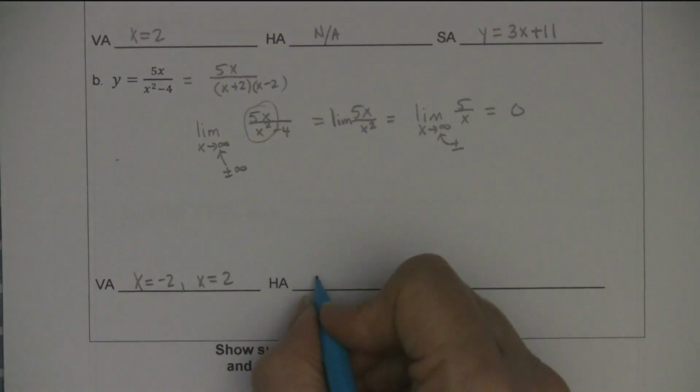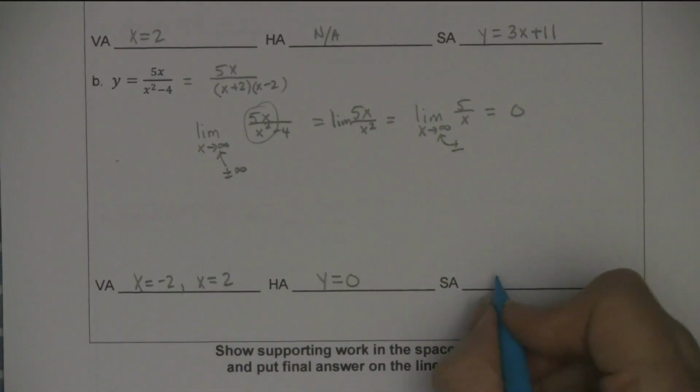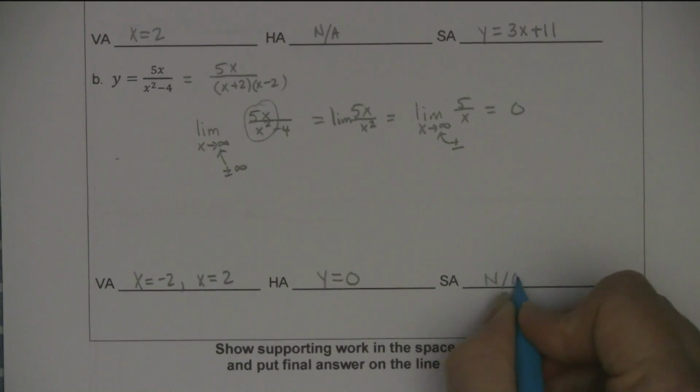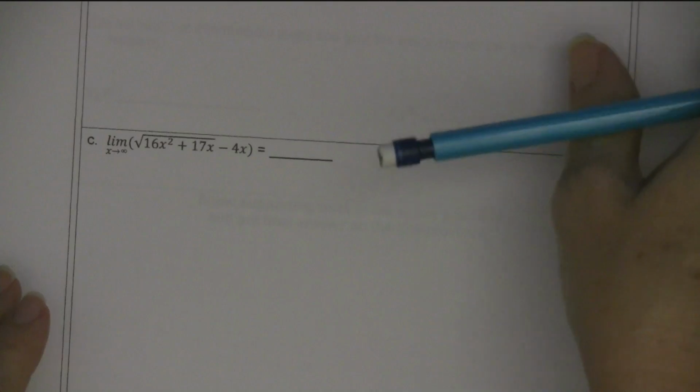So that is my horizontal asymptote. There's only one, and that's at y equals 0. That means there's not a slant asymptote, so you have one or the other. Okay, so we did that.